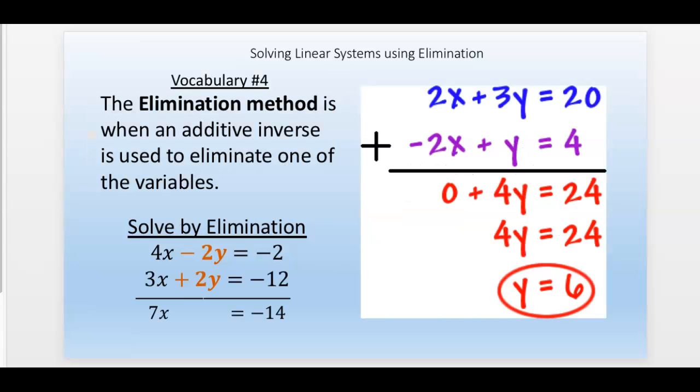Our last vocabulary word is, of course, the elimination method. It's when an additive inverse is used to eliminate one of the variables. There's an example on the bottom here where negative 2y and 2y, when you add those up, disappear. The y variable is eliminated. This is an example that we already looked at. Or if you look at the example up here in the white box, 2x plus negative 2x is 0. So if we add up these two equations, we eliminate the x.